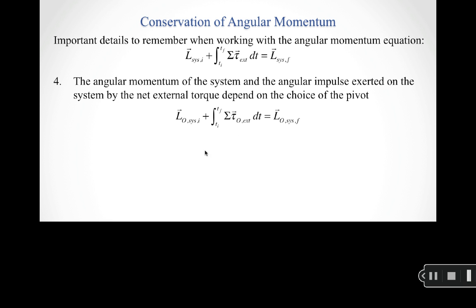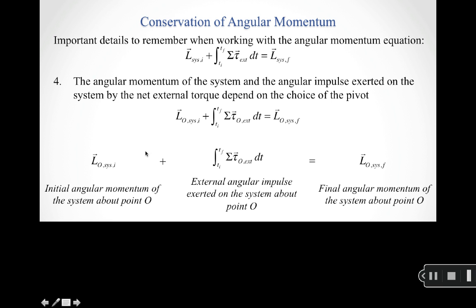So if we really wanted to write out this equation, there's an additional subscript we could add. We're basically going to read this backward, right? The initial angular momentum of the system about point O. That's what I start with, because my angular momentum cares about my choice of pivot point. Plus the external angular impulse exerted on my system about point O.